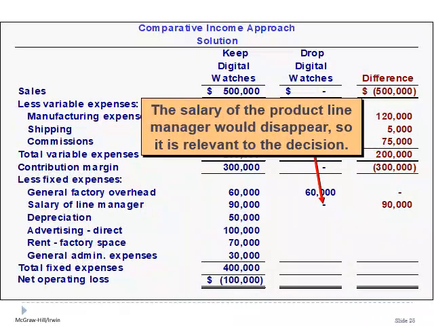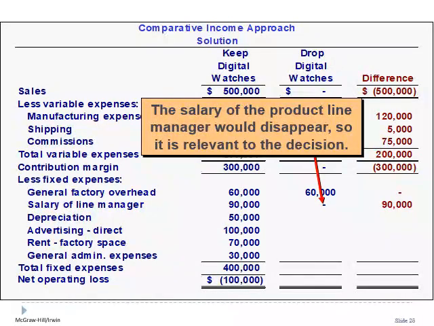Look at another element of the fixed expenses, which is the salary of the line manager. If we drop the digital watches, the salary of the line manager will disappear. So the salary of the line manager will not be the same in the two alternatives. In this case, the salary of the line manager is a relevant cost.